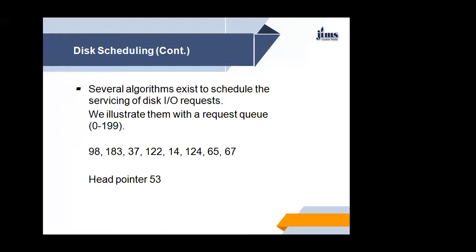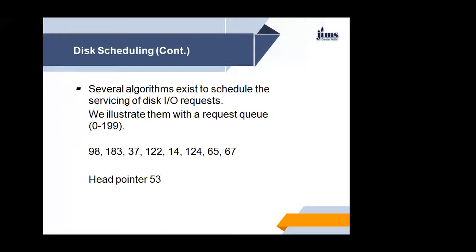If the desired disk drive and controller are available, the request can be serviced immediately. If the drive or controller is busy, any new request for service will be placed on the queue of pending requests for that drive. For a multiprogramming system with many processes, the disk queue may often have several pending requests. Thus, when one request is completed, the operating system chooses which pending request to service next.